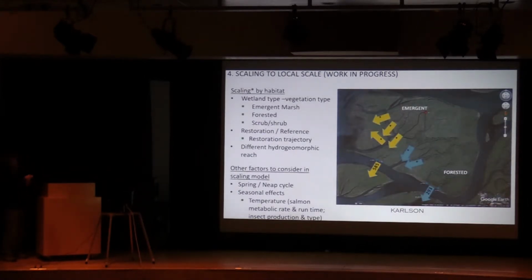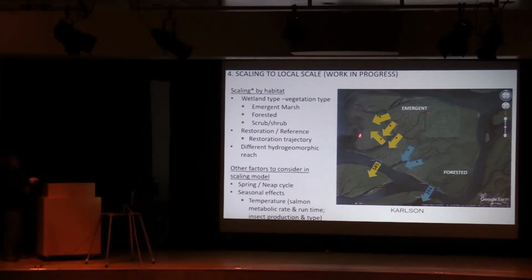And similarly, there are habitat differences. We looked at emergent, forested, and scrub. There are definitely different kinds of insects coming out, so when we add all those things up, they'll have different numbers of salmon that can be supported. Also, the restoration and reference trajectories. And a big one, of course, is the differences between the hydrogeomorphic reaches, because we're looking at Cathlamet Bay for most of our work, which has very high tidal fluxes. So that's what's really going to drive a lot of the export. Further upriver, where it's more river dominated, that won't be the case.